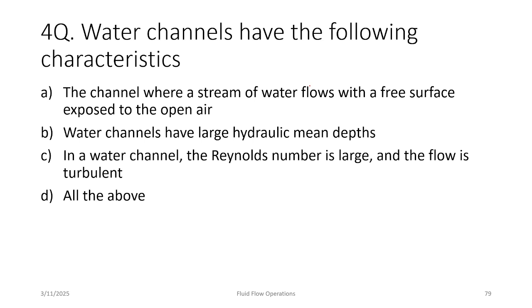Coming to the fourth question: water channels have the following characteristics. Option A, the channel where a stream of water flows with a free surface exposed to open air. Option B, water channels have a large hydraulic mean depth. Option C, in water channels the Reynolds number is high and the flow is turbulent. Option D, all the above. This is the definition of a water channel: a stream of water flowing with a free surface exposed to air. Because of the larger hydraulic mean depth, they also have a larger Reynolds number. So the correct answer is option D, all the above.